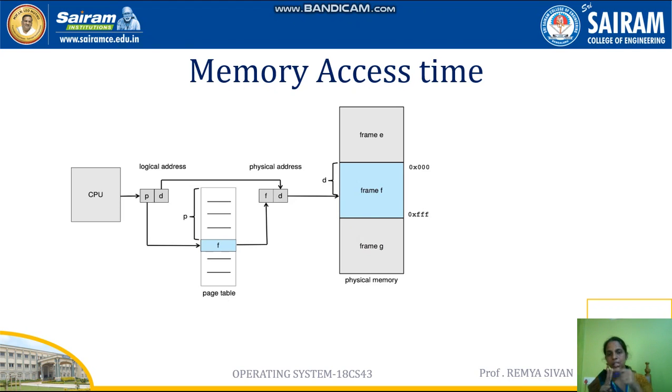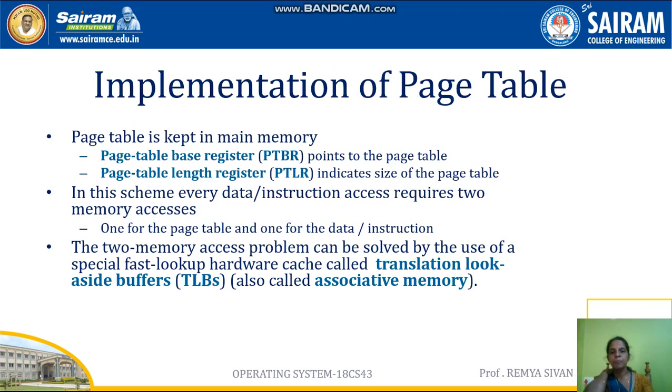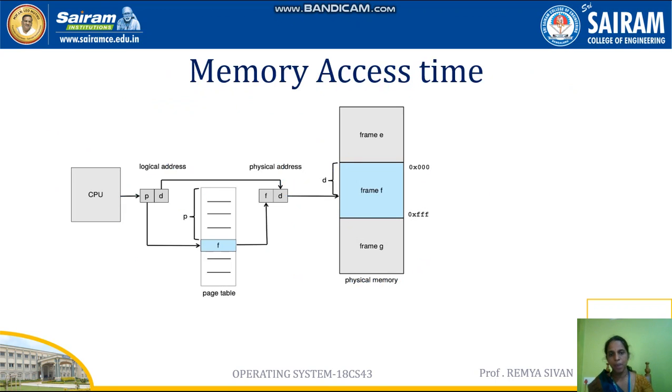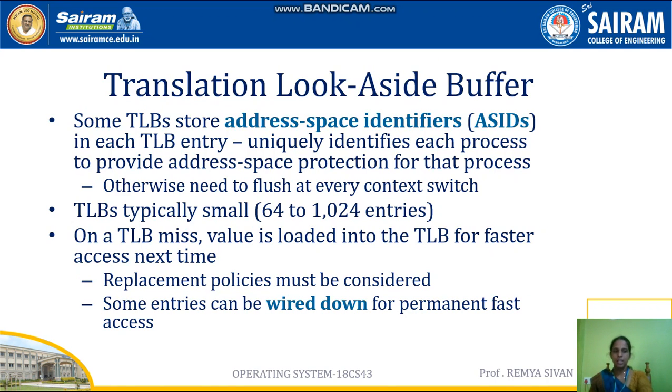So how to reduce these two memory accesses to one memory access? That is with the help of the translation look-aside buffer. Translation look-aside buffer is a special fast lookup hardware, and it's also known as associative memory. There are two memory accesses if you are using a normal page table: one to access the page table, another to access your data. The page table will be in the main memory only.